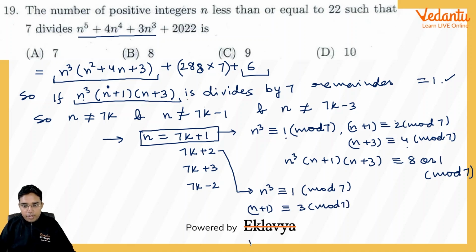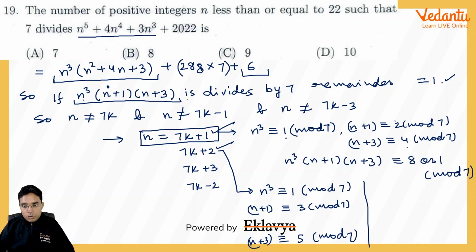And what is left? n plus 3 here. It will be congruent to 2 plus 3, so that will be 5 mod 7. And if you multiply these, 1 into 3 into 5, that will be 15. 15 is also 1 mod 7, so this kind of number is also admissible. So I think 7k plus 1 is fine, 7k plus 2 is also fine.